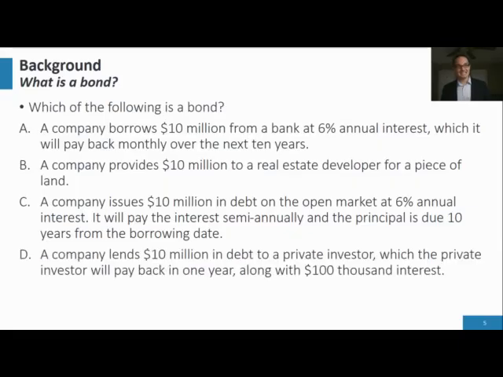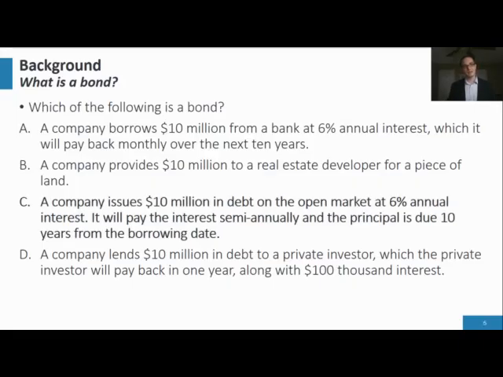And then D, a company lends $10 million in debt to a private investor, which the private investor will pay back in 1 year along with $100,000 interest. So this isn't on a public market. This seems more like a notes payable to me because it's not on the public market. So that's the key difference here. So C is the correct answer. And please go back through this question as many times as you need to in order to understand why that is. It has all the elements of a bond.